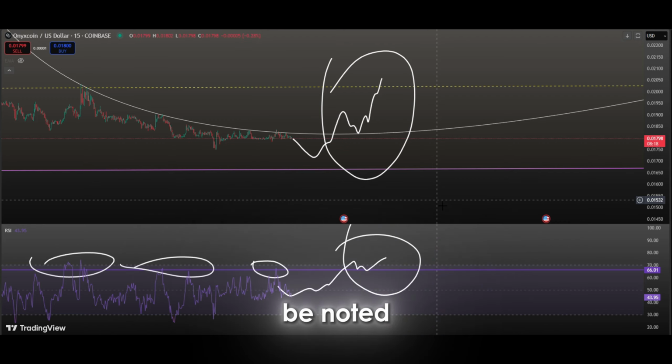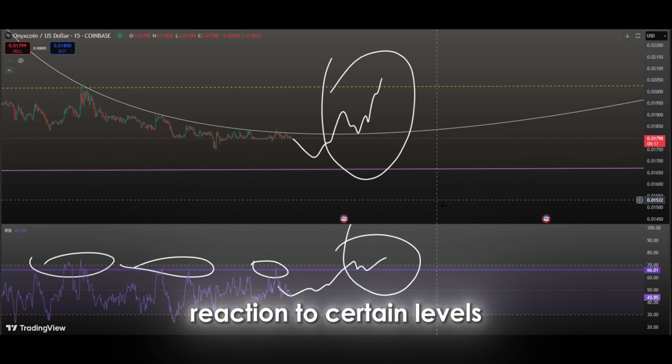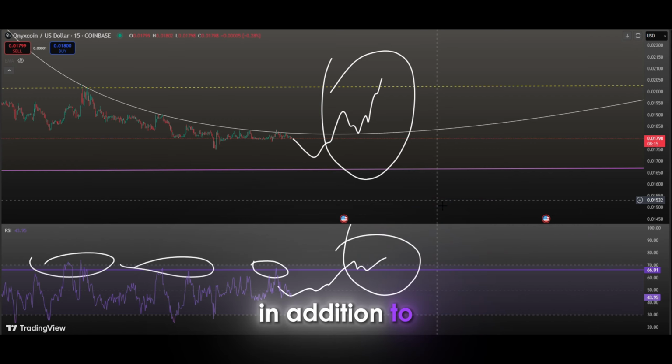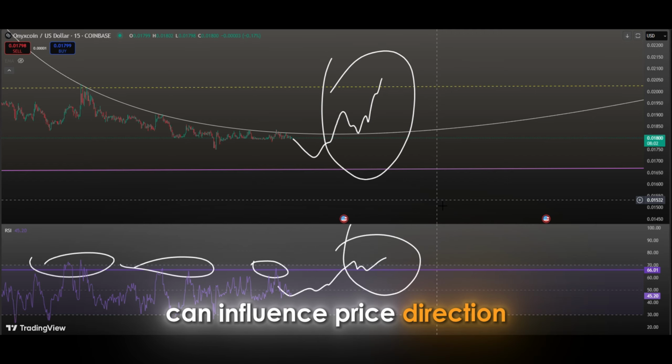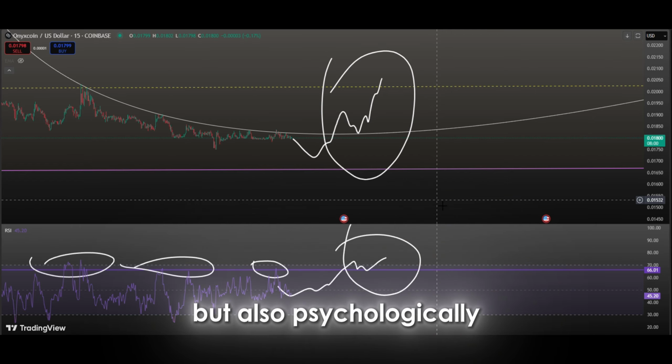It should also be noted that the RSI's reaction to certain levels carries psychological implications in addition to technical ones. Many investors base their positioning on this type of indicator. A breakout on the RSI can create a perception that now is the time to buy, which in turn empowers the buying side. Therefore, the RSI breaking through a resistance level can influence price direction, not only technically, but also psychologically.